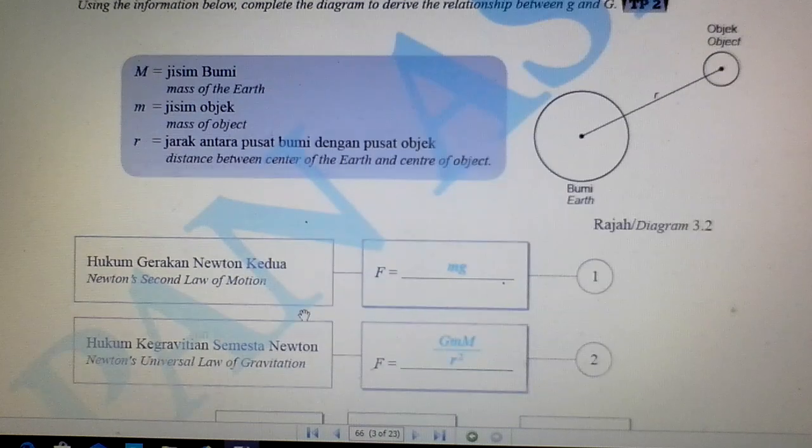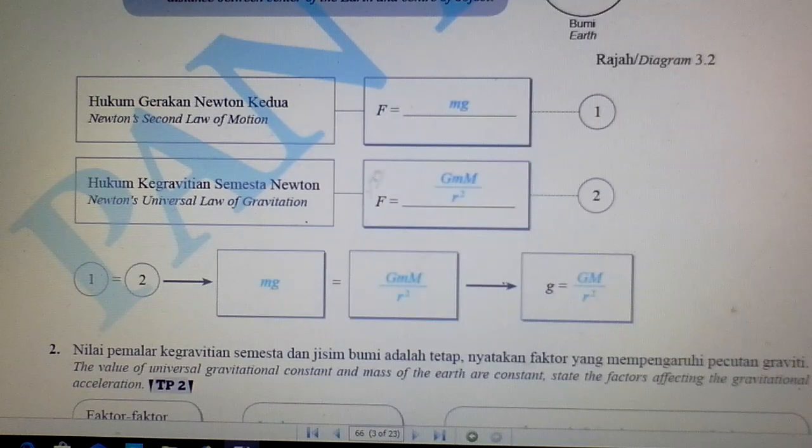Okay, based on Newton's second law of motion, F equals ma. For an object that falls down with acceleration due to gravity, the force that acts is equivalent to mg. So this one is the first equation. Based on Newton's universal law of gravitation, we get F equivalent to G m M divided by r squared, because it involves the Earth and an object.